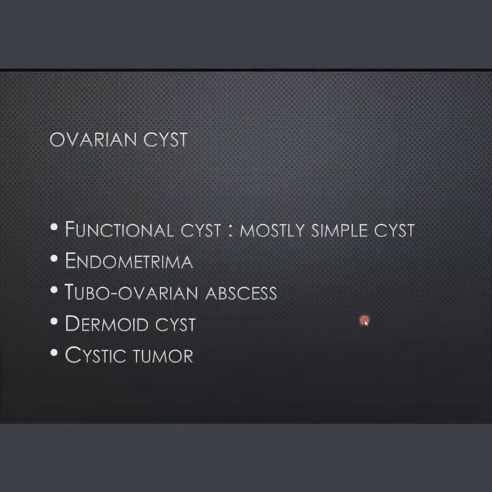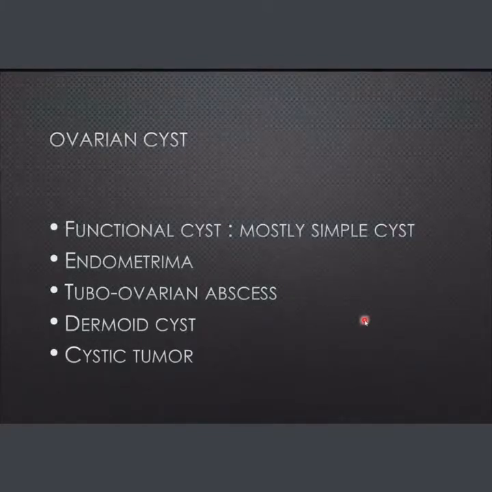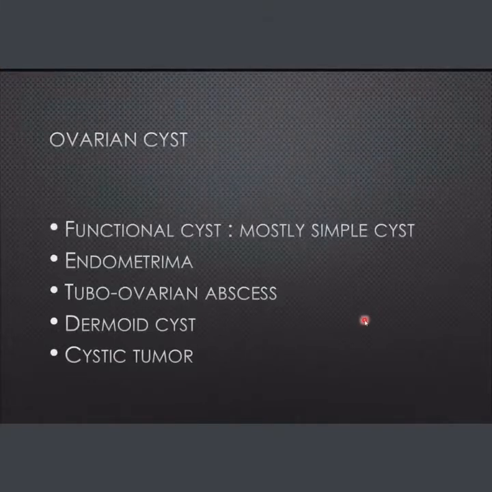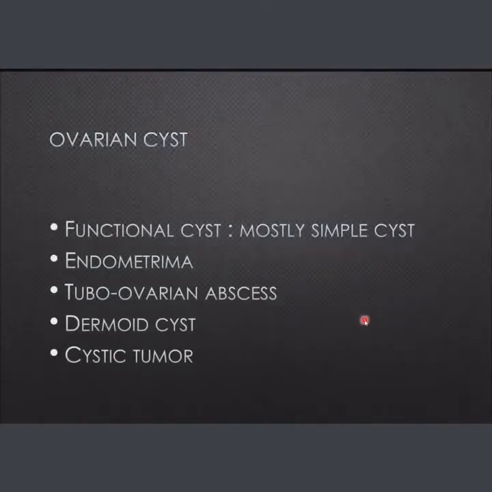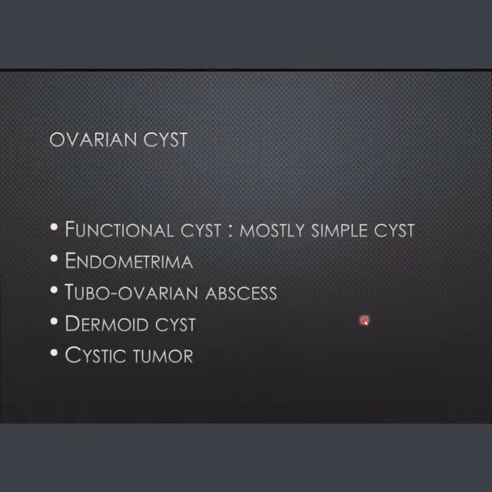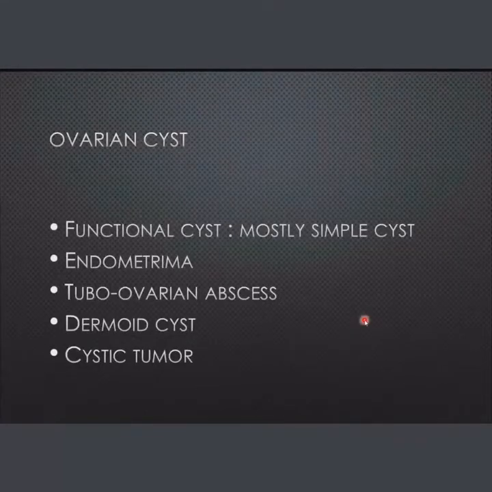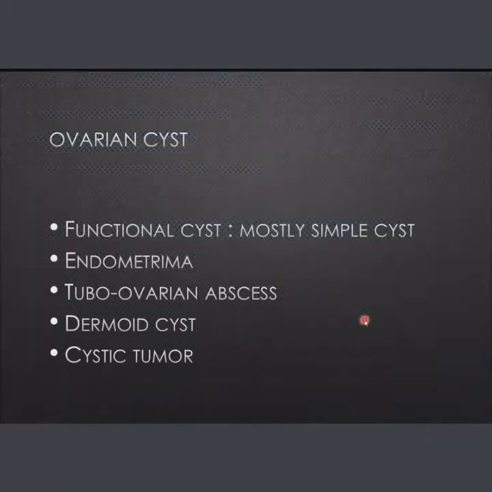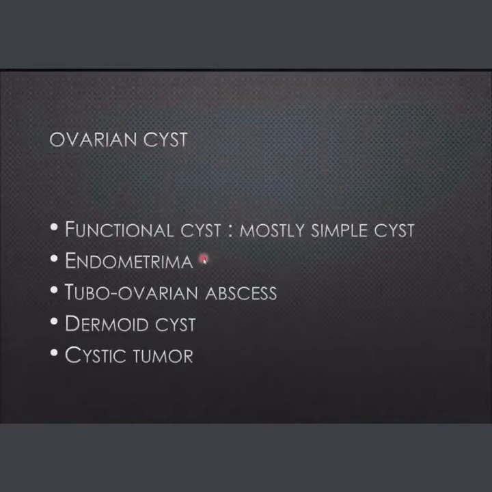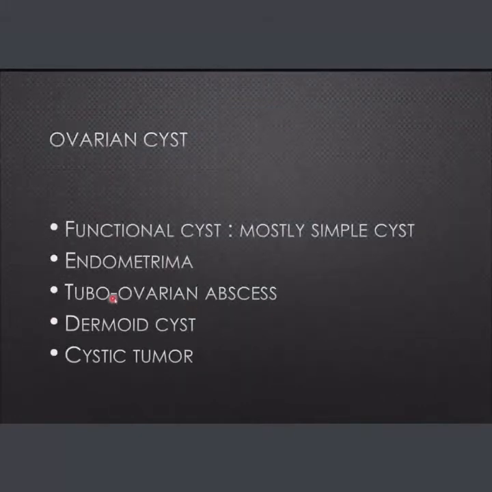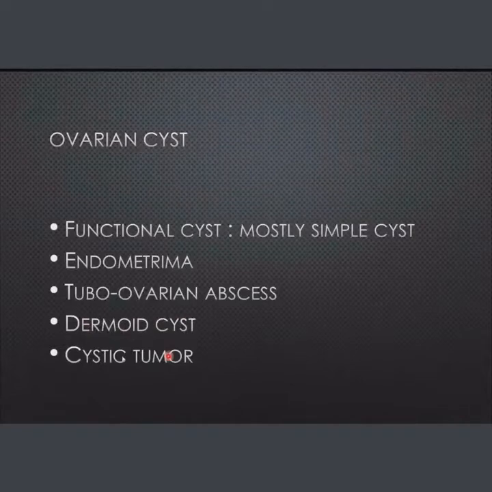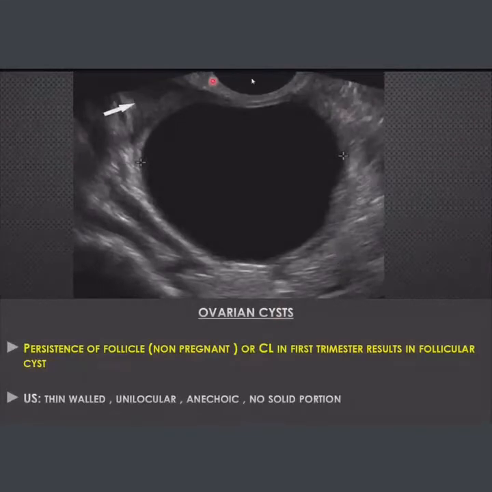What is a simple cyst? Simple cyst is a morphological term, meaning appearance. It is just pure water without a wall, without content: simple fluid content, no nodule, no enhancement, just a fluid collection with an extremely thin wall. That is what we call a simple cyst. So a functional cyst is mostly a simple cyst, but it may be slightly complicated. There are other pathologies that can cause ovarian cysts, such as endometrioma, tubo-ovarian abscess, dermoid cyst, benign teratoma and cystic tumors. That is for ovarian cysts.